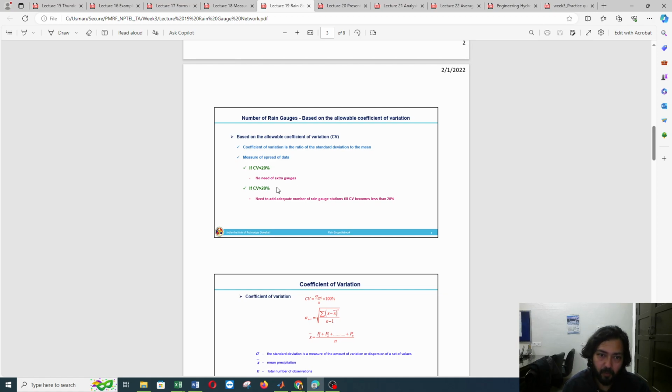But what if the CV is more than 20%? In that case, we are supposed to add an adequate number of stations. We'll look into this with a problem as well. It would be easier to understand.